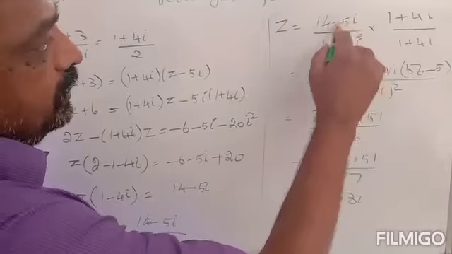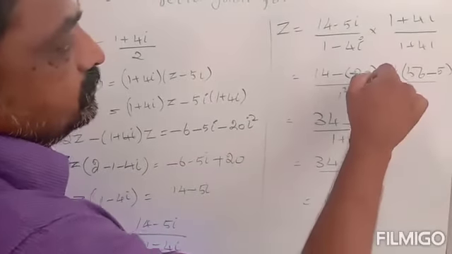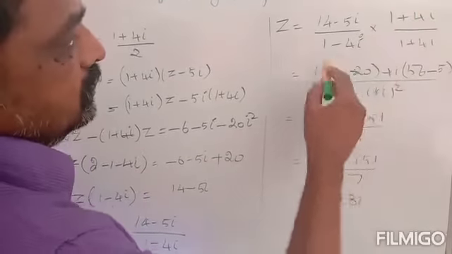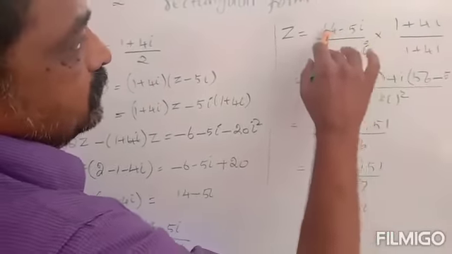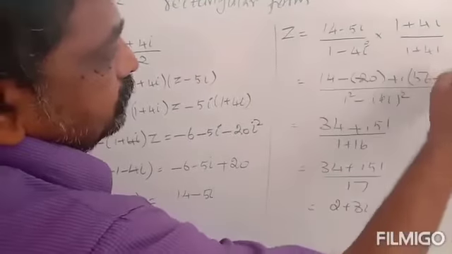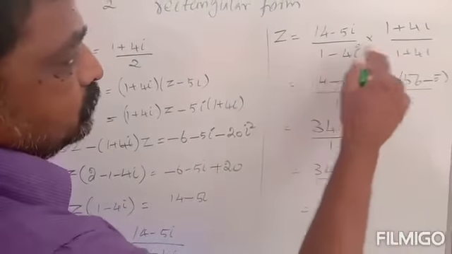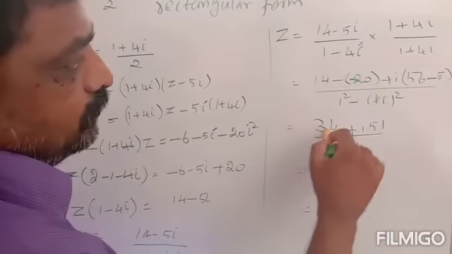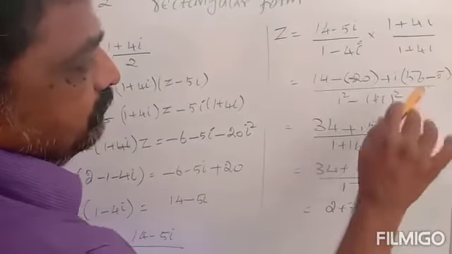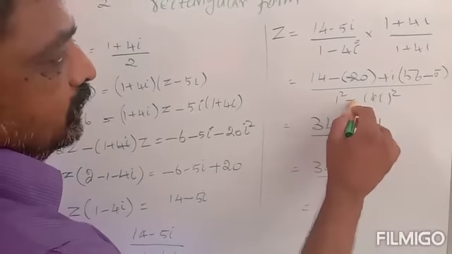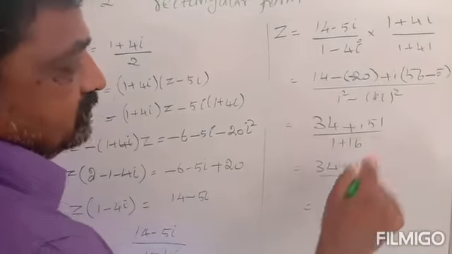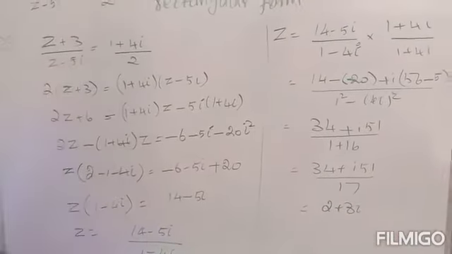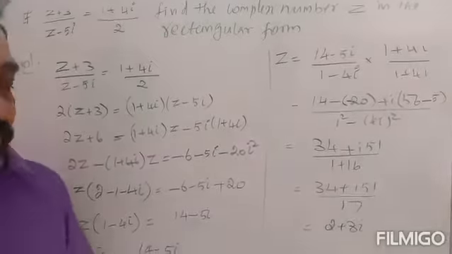So we can multiply (14 − 5i)(1 − 4i) = 14 − 56i − 5i + 20i², that is −20. Next, 14 into 4 is 56, minus 5i. So we divide by (1 + 4i) squared, that is 14 − 20 gives... 34 plus i into (56 − 5 = 51), divided by 1 square minus 16i², that is plus 16. So 34 plus i into 51, divided by 17, that is equal to 2 + 3i, that is the rectangular form of this number z.